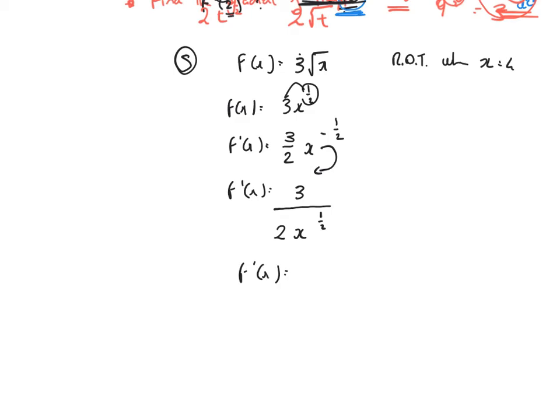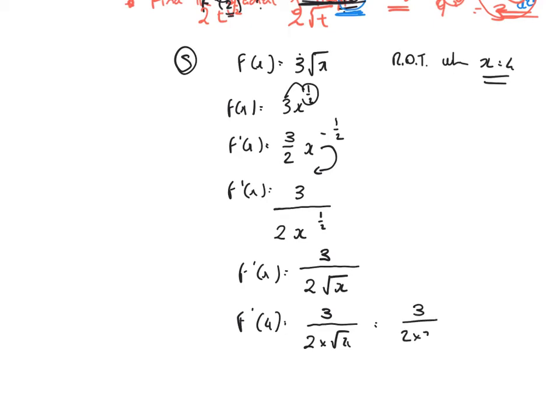And then finally, before I make my substitution, reintroduce the square root symbol. So it's going to be 3 over 2 lots of the square root of x. I can now investigate what's happening at x equals 4. So it's going to be f dash 4, 3 over 2 times the square root of 4. That's 3 over 2 times 2, and that is 3/4.